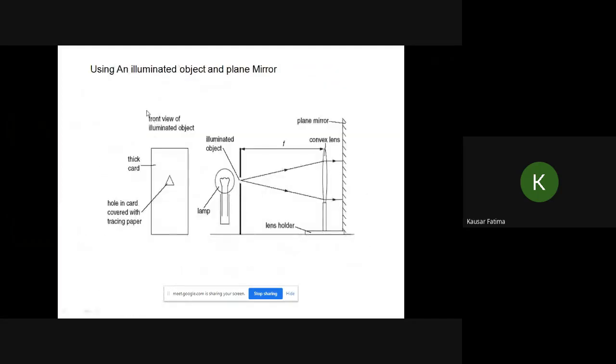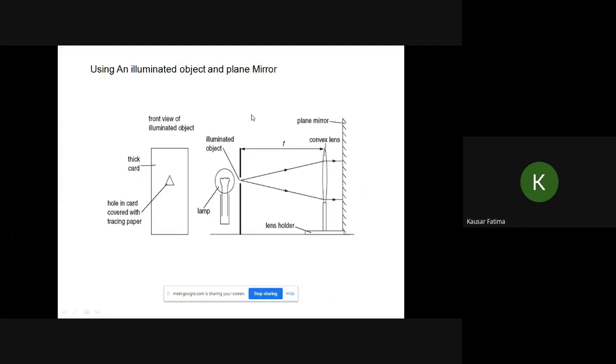The second method is using an illuminated object and a plane mirror. The first method was actually an estimation only. That won't give you the exact value, that is just an approximate focal length. We do this usually so that we can carry out any experiment knowing the approximate focal length, so that we can keep the object beyond the focal point.